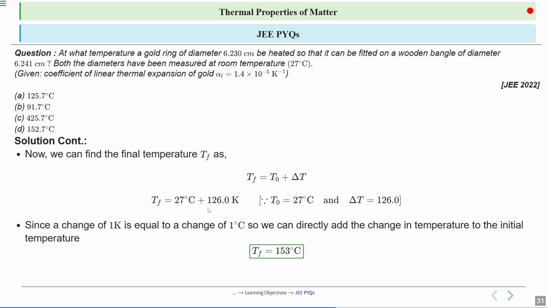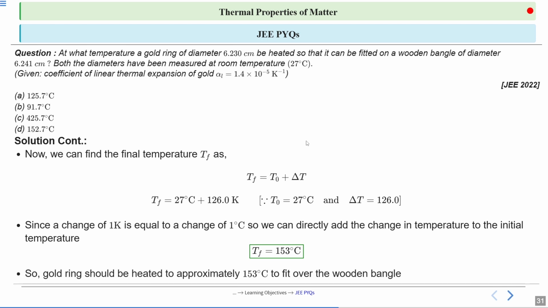So Tf equal to 153 degrees Celsius. So a gold ring should be heated to approximately 153 degrees Celsius to fit over the wooden bangle.